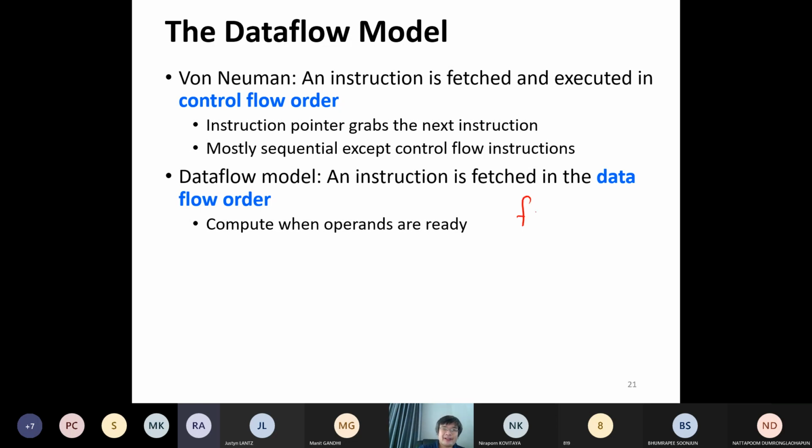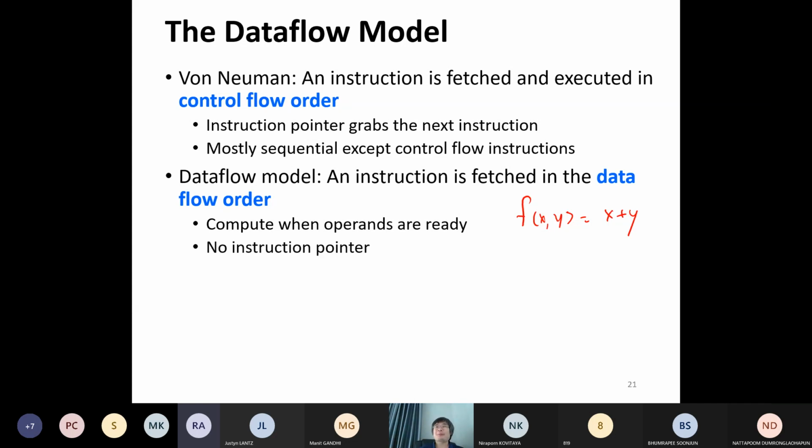So for example, if I say f of x and y equals x plus y, and I know x but I don't know y, can I run this function f? Can I get the value? No, right? I can run it whenever I have both x and y. If x is 5 and y is 10, I can return 15. So you compute when the operands, the inputs to your function, the left side and the right side of that plus sign, are ready.